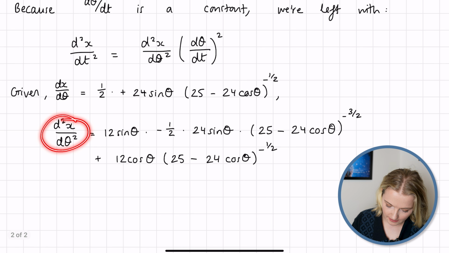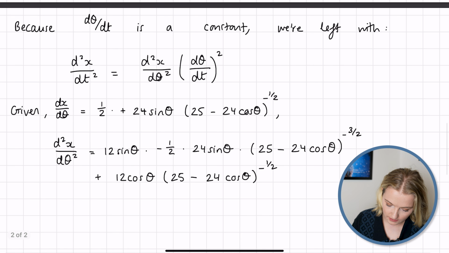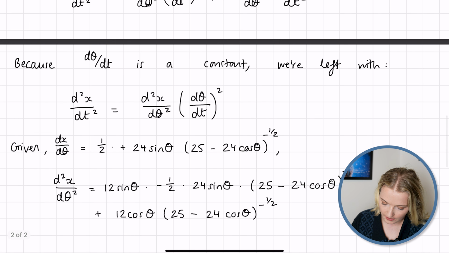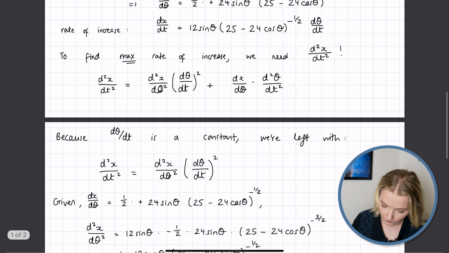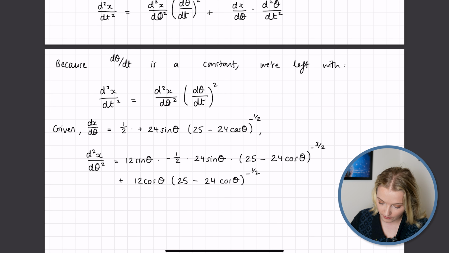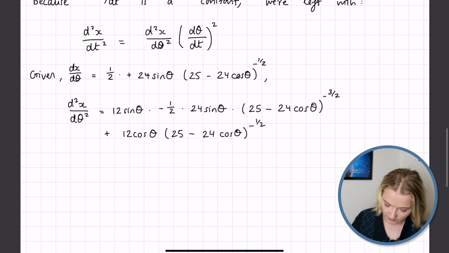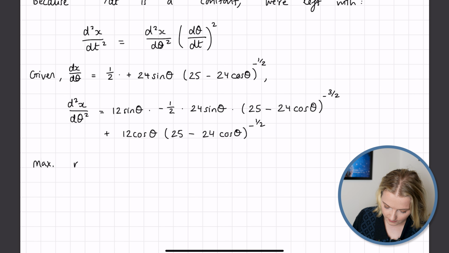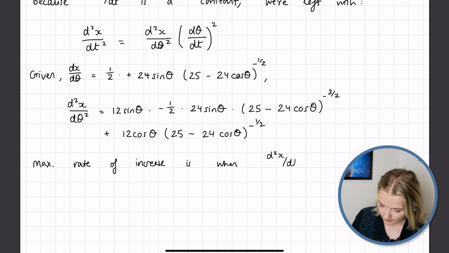So of course this in here is what we have here. So we therefore know d squared x by dt squared, which is what we're looking at. We're going to find the maximum rate of increase. This is of course when this equals 0. So I will just write that out before we simplify things. So we can say the max rate of increase is when d squared x by dt squared is equal to 0.